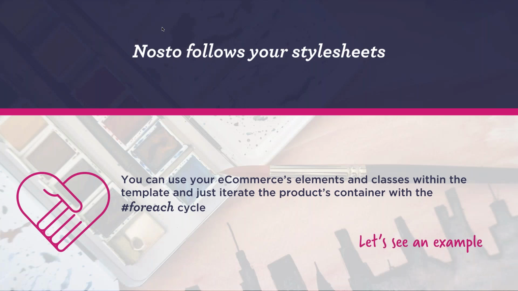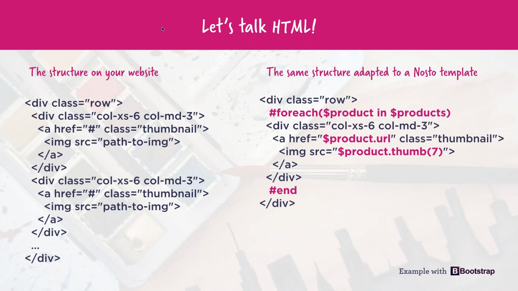It's important to know that Nosto also follows your style sheets, which means that you can use your e-commerce platform classes and elements within the template, and you just integrate the products contained within the for each cycle. Since this may sound a little bit weird to understand, I would like to show you an example based on a Bootstrap structure.